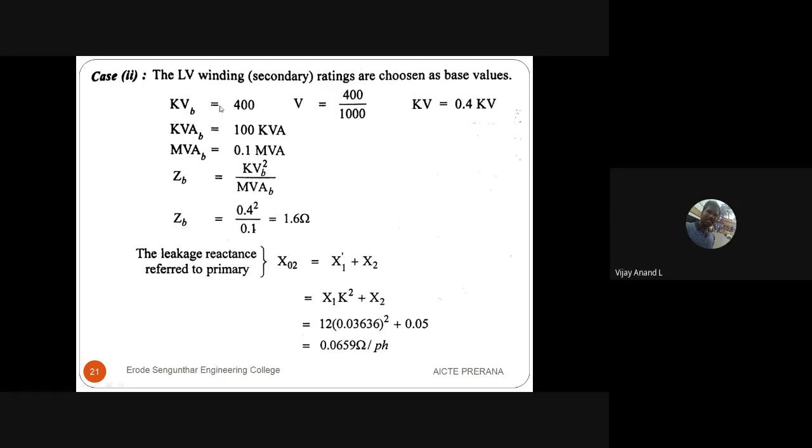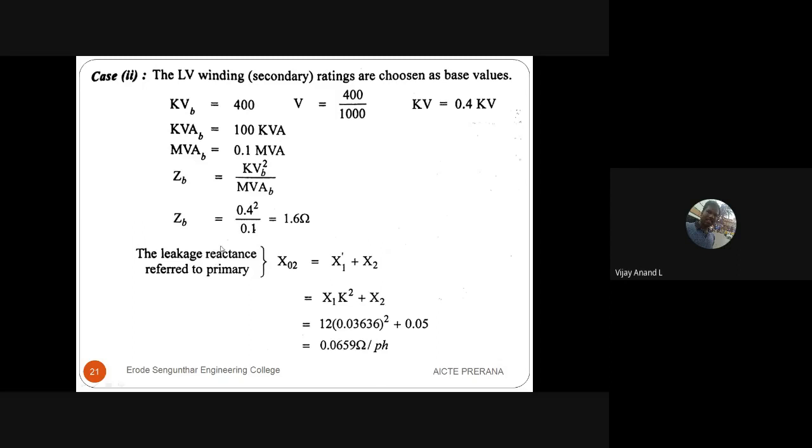KVB is equal to 400 and kVA is equal to 100, so MVA is equal to 0.1 megavolt ampere. From this we have to calculate ZB, which is nothing but KVB square divided by MVA. We have to convert this 400 V into kV by dividing by 1000, so we get 0.4. So ZB is equal to 0.4 square divided by 0.1. Then the value will be 1.6 ohm.